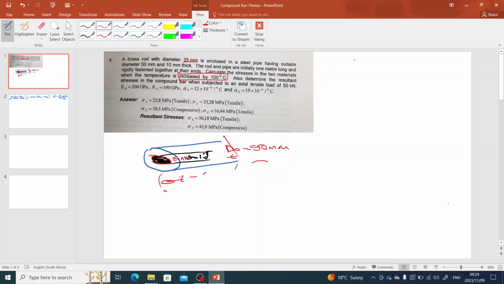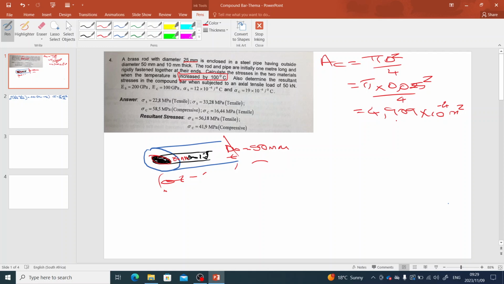Now, in calculating the area, let's look at the area of a solid bar first. That would be the area of copper. It will be pi d squared divided by 4, so pi multiplied by our d, which is 0.025 squared, divided by 4. Then we get our area as 4.909 times 10 to the power negative 4 m squared. That's what I got in calculating my area of copper.